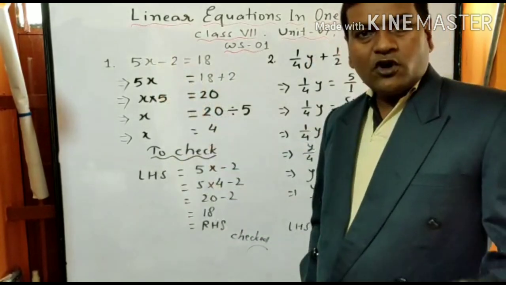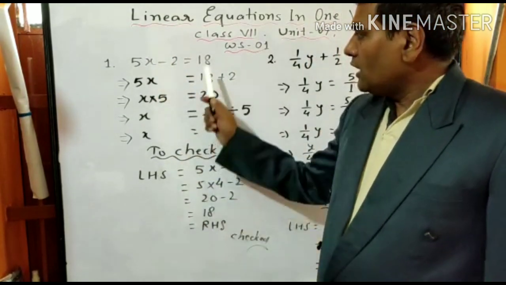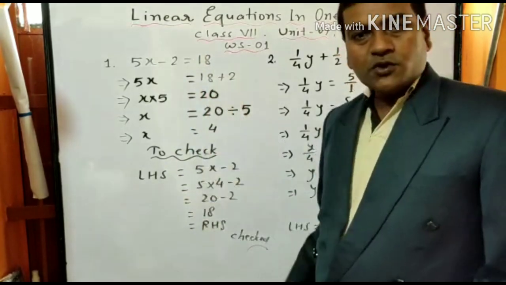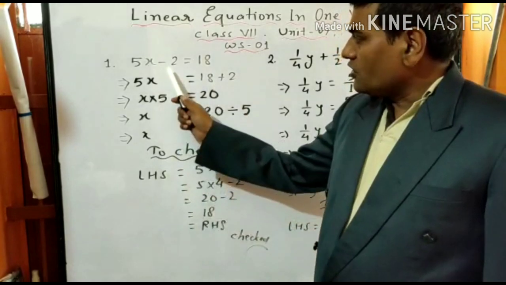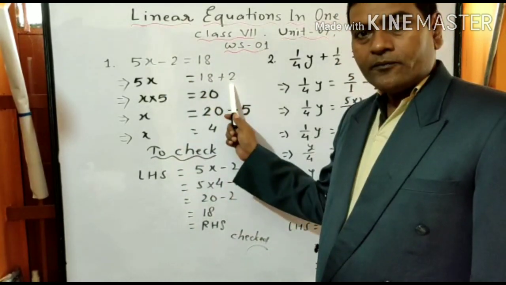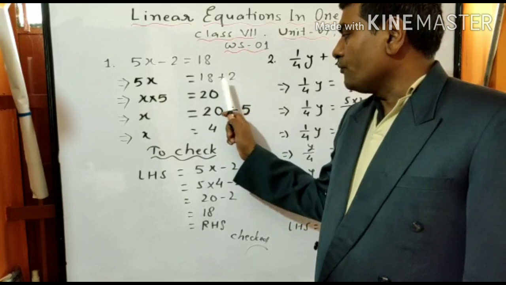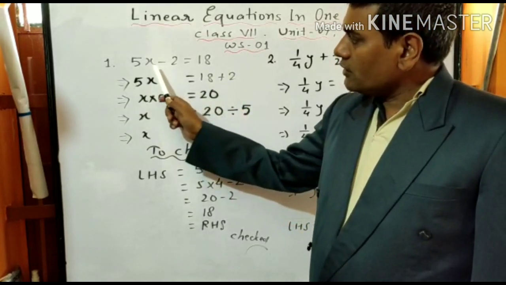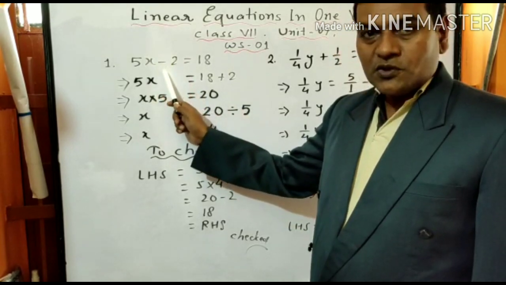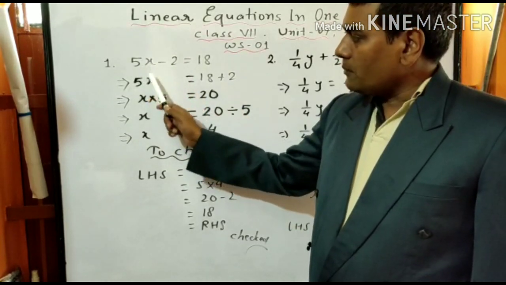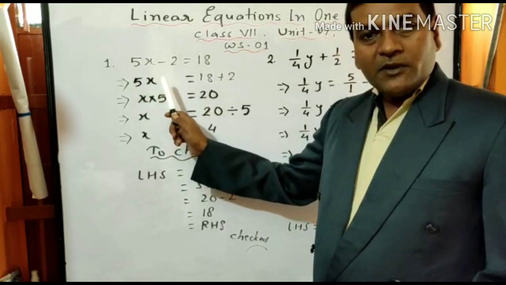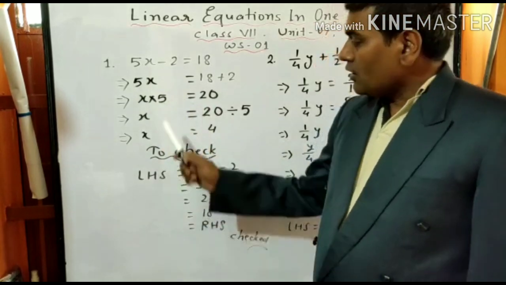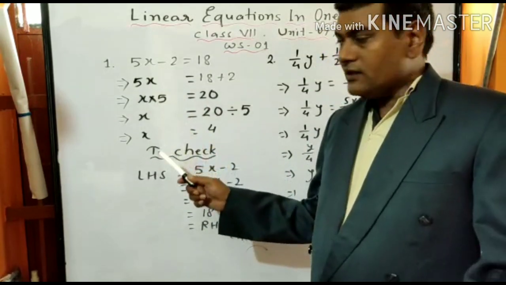Minus 2 is purely a constant number. 18 is also a purely constant number. So these two numbers should be on the same side. We take minus 2 to the right side. It becomes plus 2. Now 18 plus 2 is 20. And in the left hand side, when we take away minus 2, we are left with 5x. 5x means 5 into x. We should write here x into 5 so that we can understand it easily.